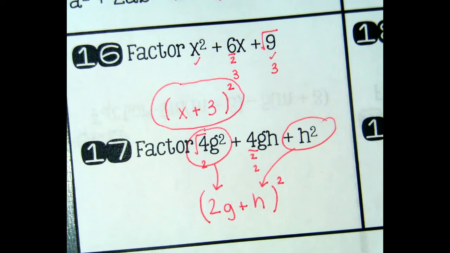If they are not both 4s, it's not a perfect square in that situation. That's why you wouldn't. I need to show you one that's not a perfect square. I'll give you an example of that in a minute.